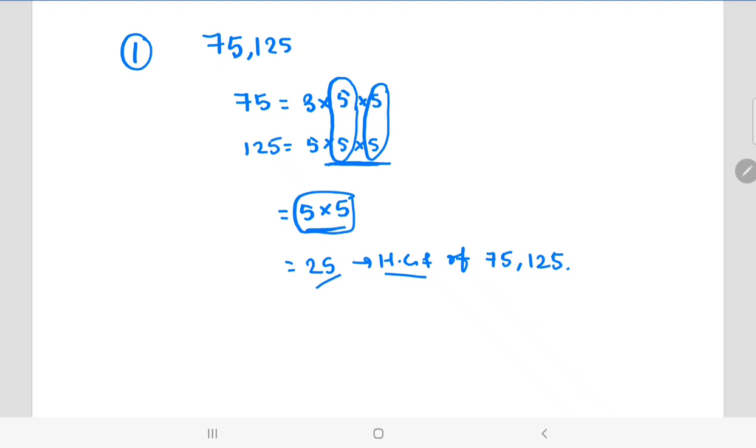Okay, understood? So students, now let us find out the HCF of 32, 48 and 64. First step I need to do is I need to list down all the factors of these three numbers separately. So I can write 32 as 2 into 2 into 2 into 2 into 2.